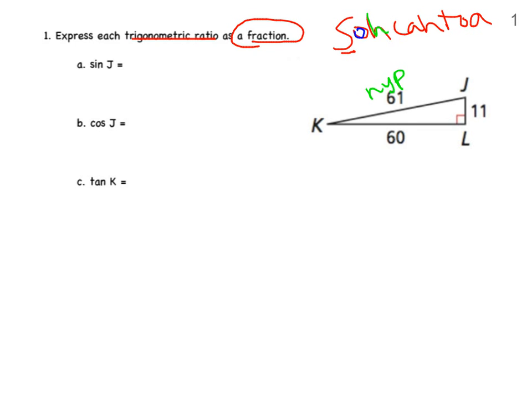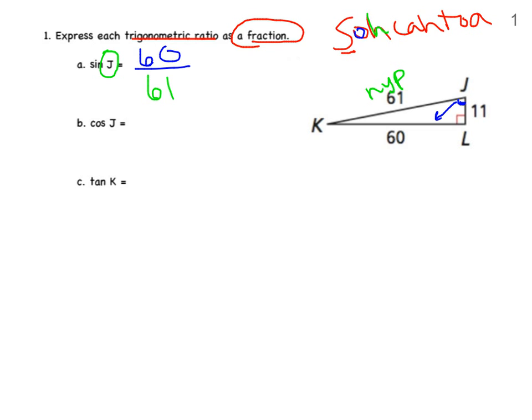the sine. Now, opposite depends on which angle you're talking about. Well, what angle are they talking about? It says sine of j, so we must be talking about angle j. So, let's look at angle j. What's opposite of angle j? You got to go through the triangle for opposite. And there it is, 60. So the sine of j is the opposite, 60, over the hypotenuse, 61.